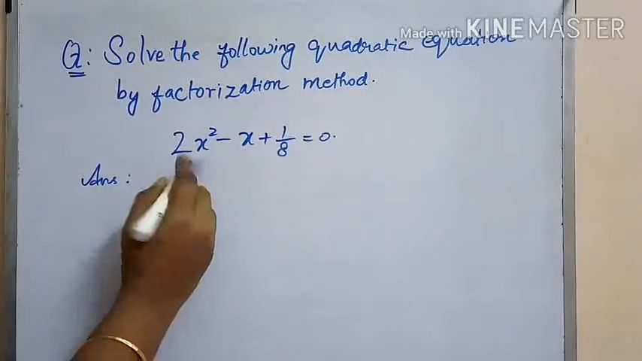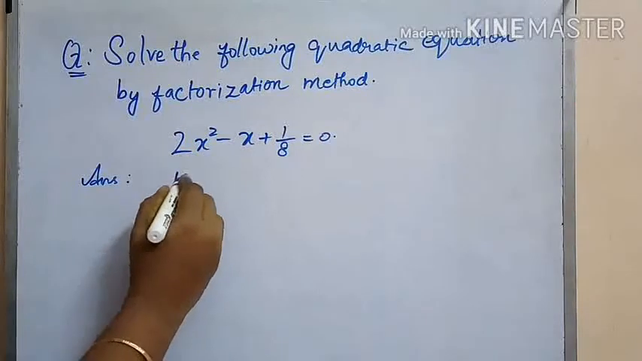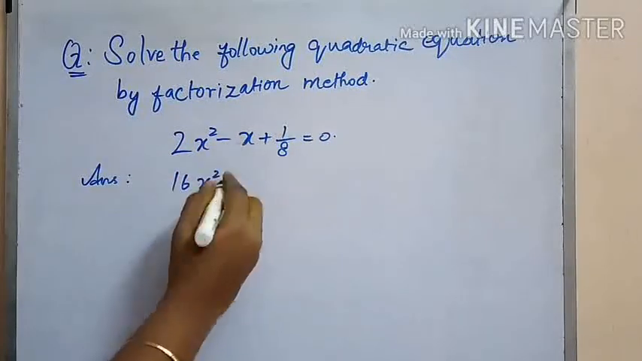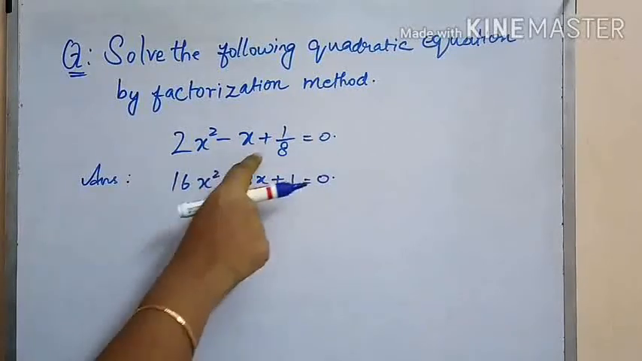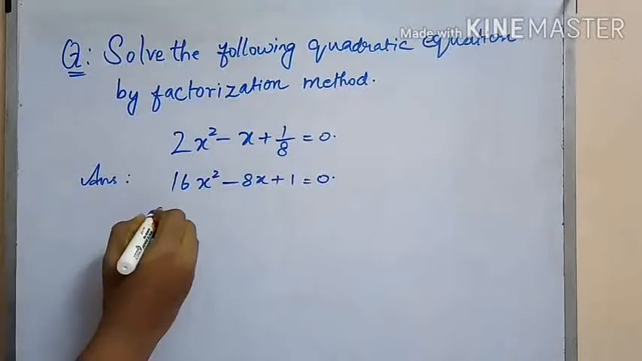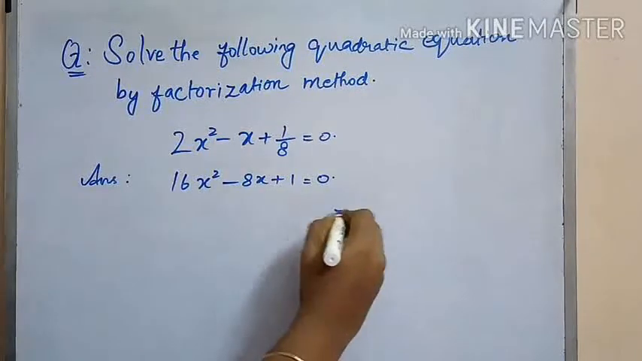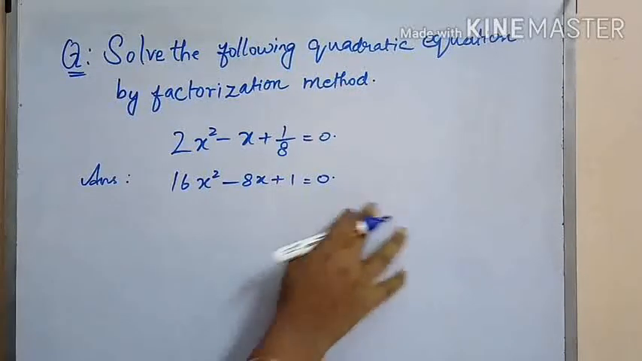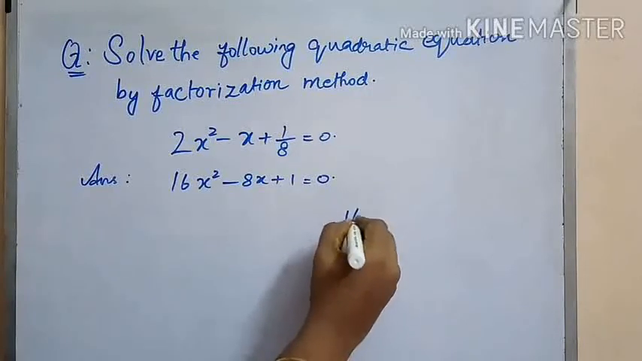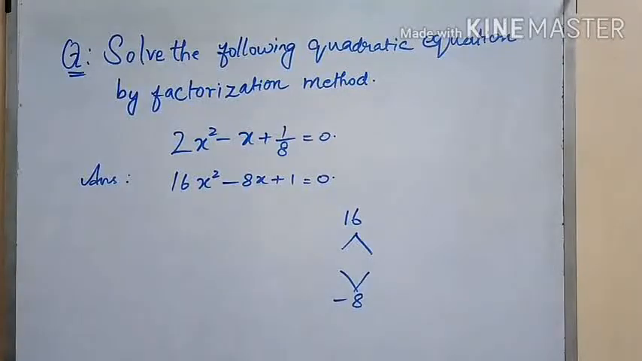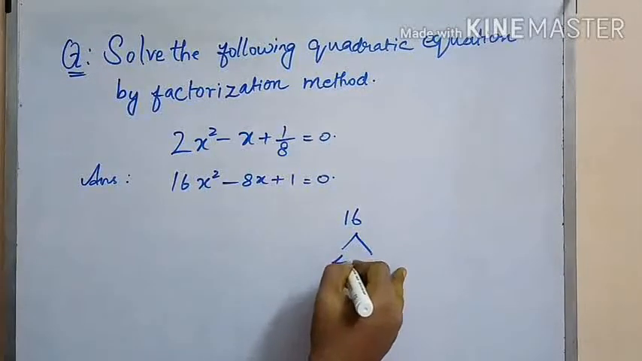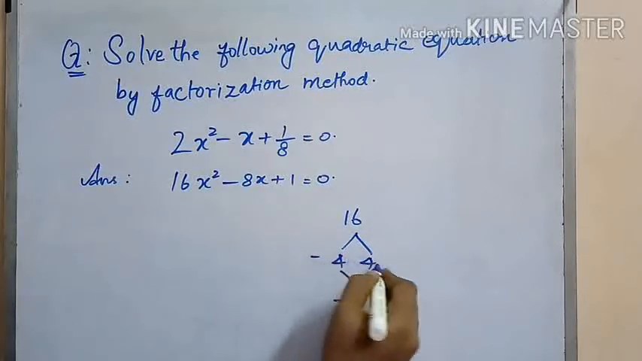Let us solve one more problem. Here the equation is 2x squared minus x plus 1 by 8 is equal to 0. Taking LCM, we get 16x squared minus 8x plus 1, the whole divided by 8, which vanishes when taken to the right side. So your product is 16 and sum should be minus 8. Choose two numbers which satisfy this condition. Yes, minus 4 and minus 4.